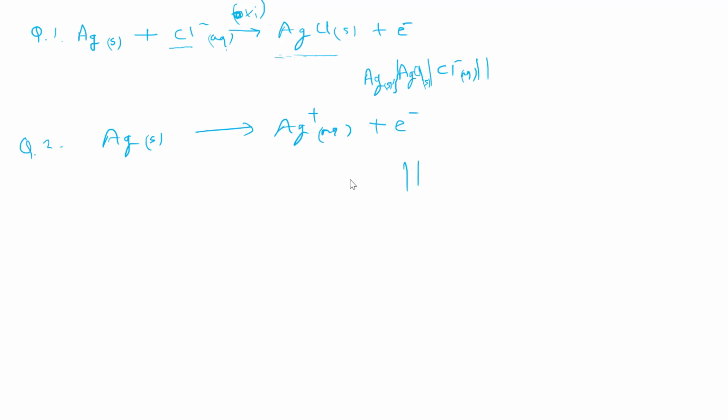And for this half cell we represent it in a similar way. Ag plus aqueous species is present here, and here only Ag is solid, so this is the representation for this cell, and these both are the anode half cell. Got it? Yes, sir. Okay, great. So you may get questions like this also, and we will discuss these things in detail later. Now we are taking the next thing.